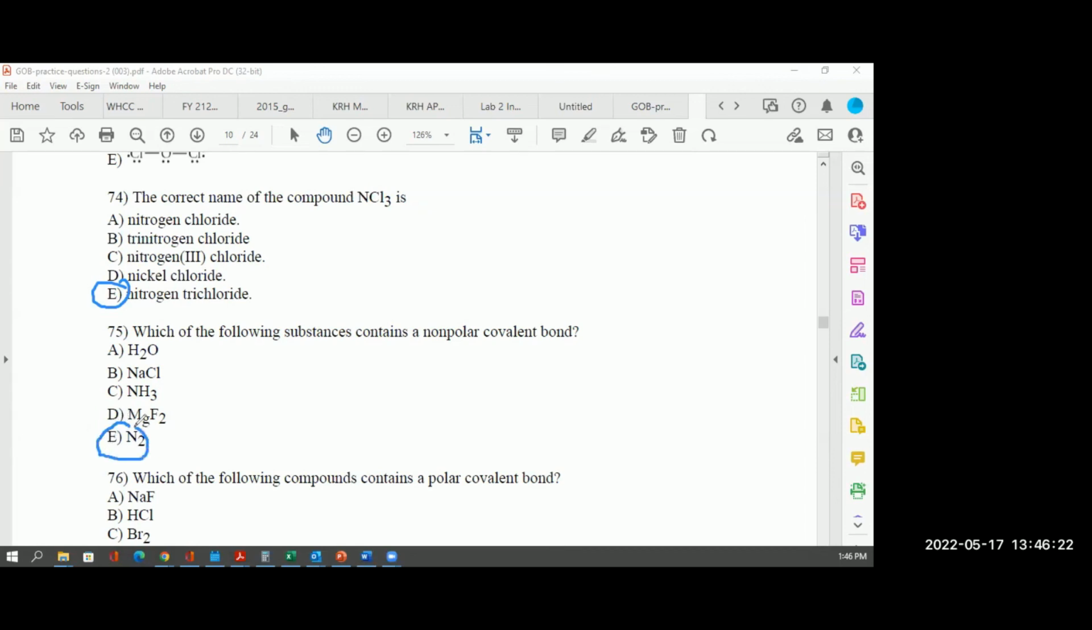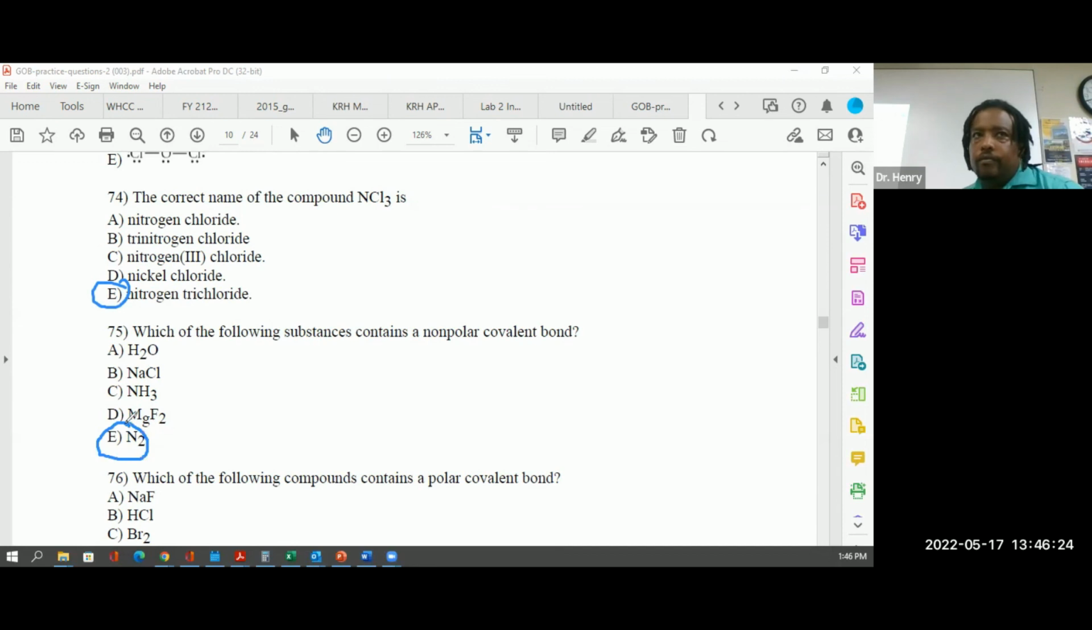We know that ionic bonds will never be polar covalent. They're always going to be ionic. If it's a metal and a non-metal, it's going to form an ionic bond, except for beryllium. Boron.